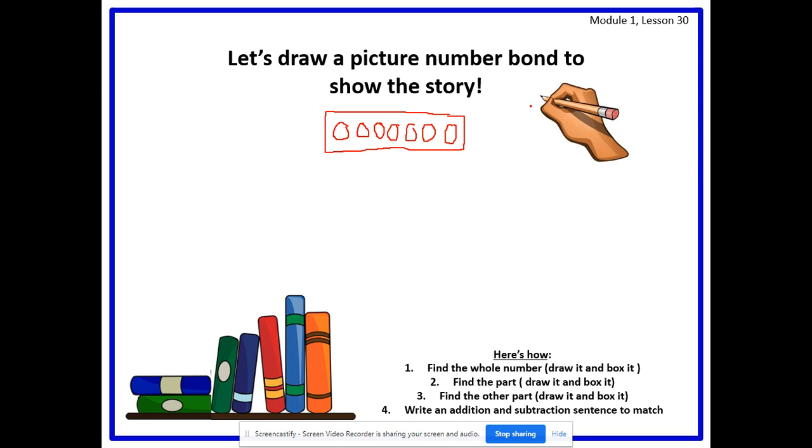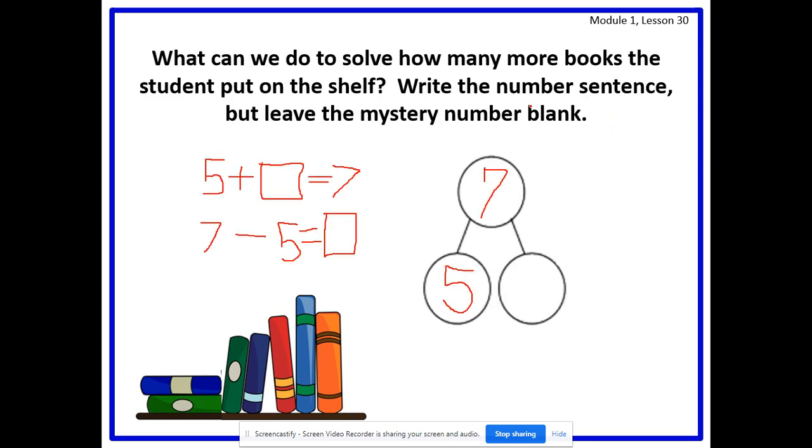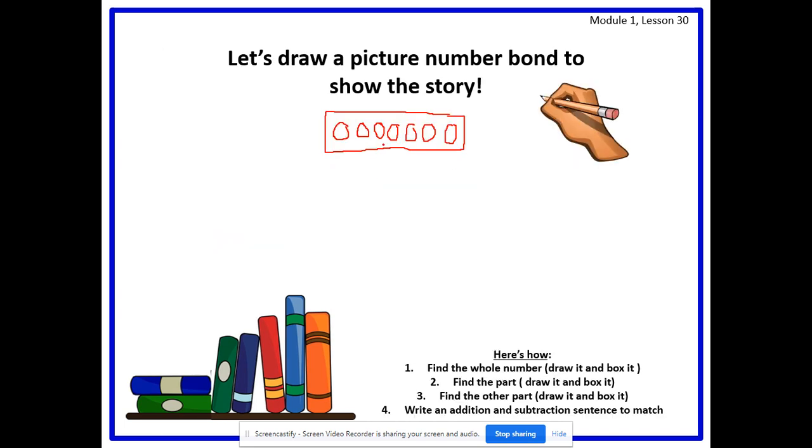Now, key point 2, find the part. We draw it and we box it. Well, remember that let's look at our old number bond. Or if you didn't erase it, you should have it there. What is the part that we had? Get ready. Yes, 5. So go ahead and make a line and draw 5 circles.